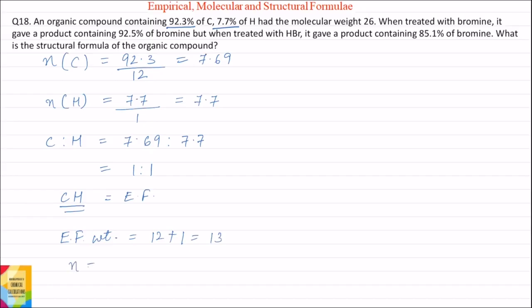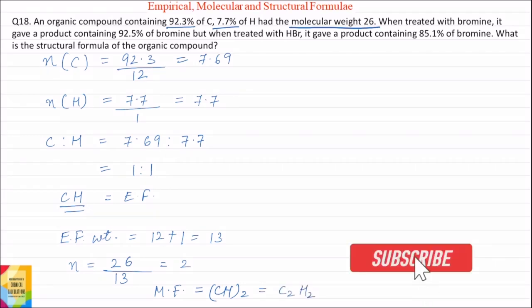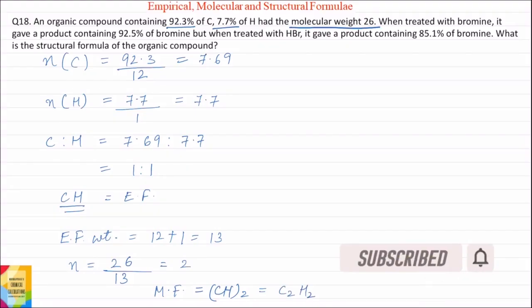अब molecular formula weight या molecular weight जो कि given है 26 divided by empirical formula weight, that is 13, is equal to 2. n की वैल्यू हो गई 2, तो molecular formula हो जाएगा CH whole twice, or this is also equal to C2H2. So this is the molecular formula of the organic compound. Now this is a hydrocarbon containing 2 carbons and 2 hydrogen. So its structural formula will be CH triple bond CH.